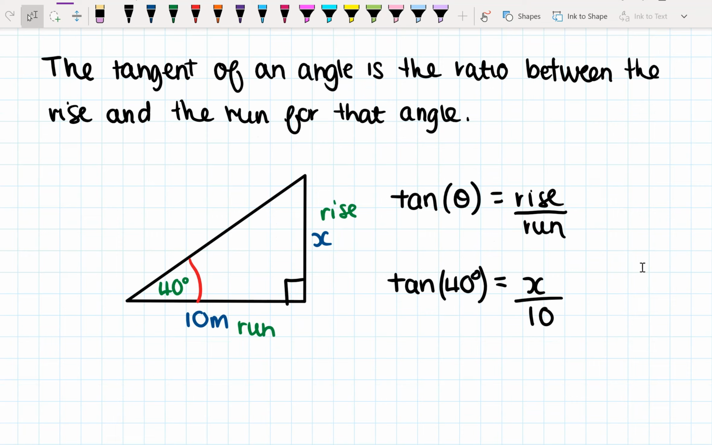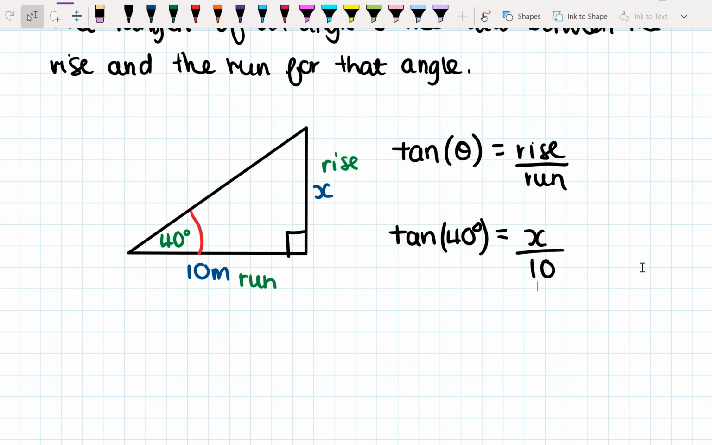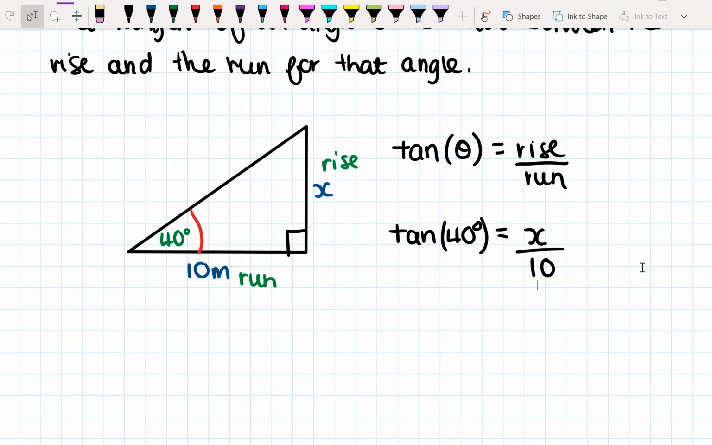Okay. Now, this sort of equation you should be able to solve quite easily because this is what we did earlier in the chapter. So again, you've got a denominator down here. We want to get rid of it. So we're going to multiply both sides by that denominator. So we're going to do 10 times on both sides.